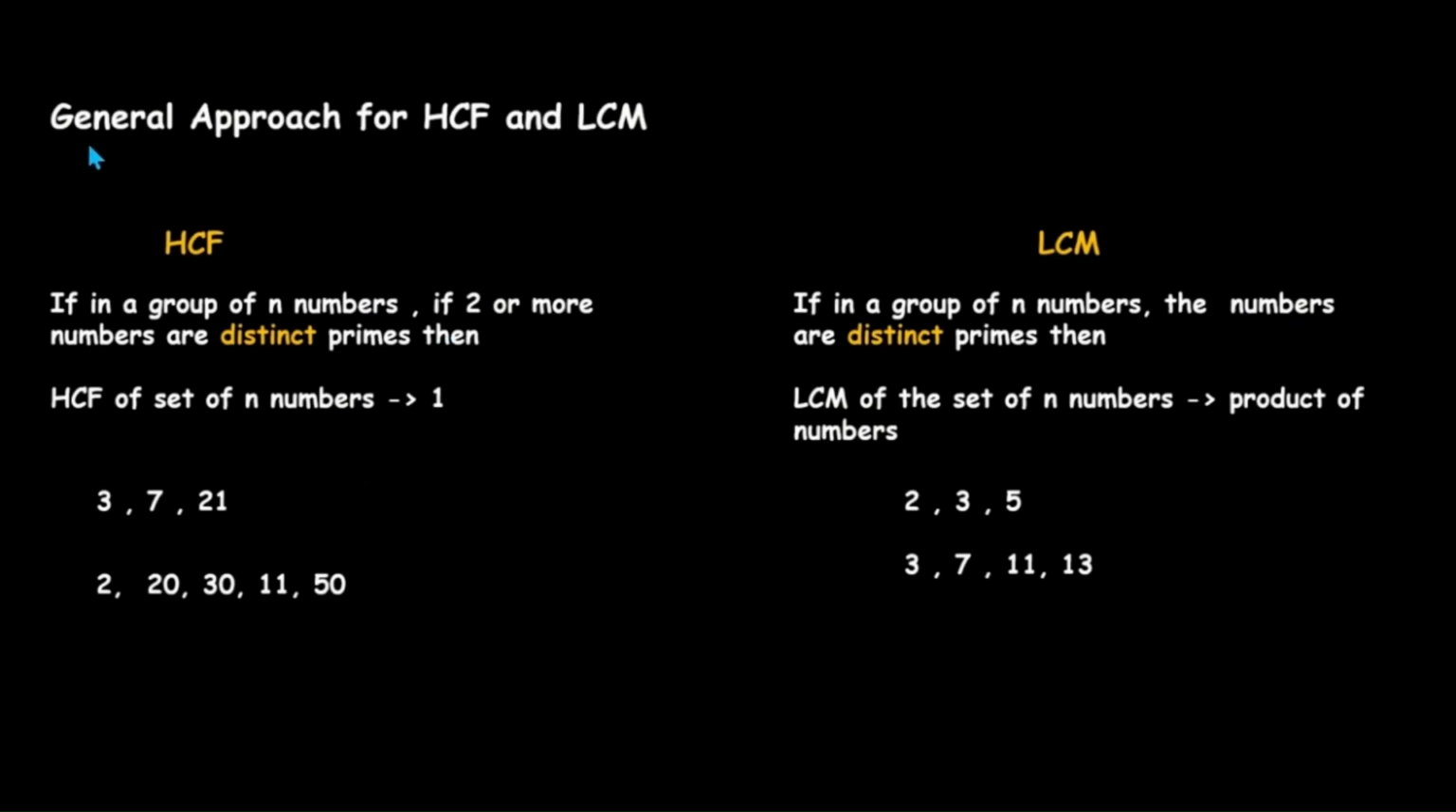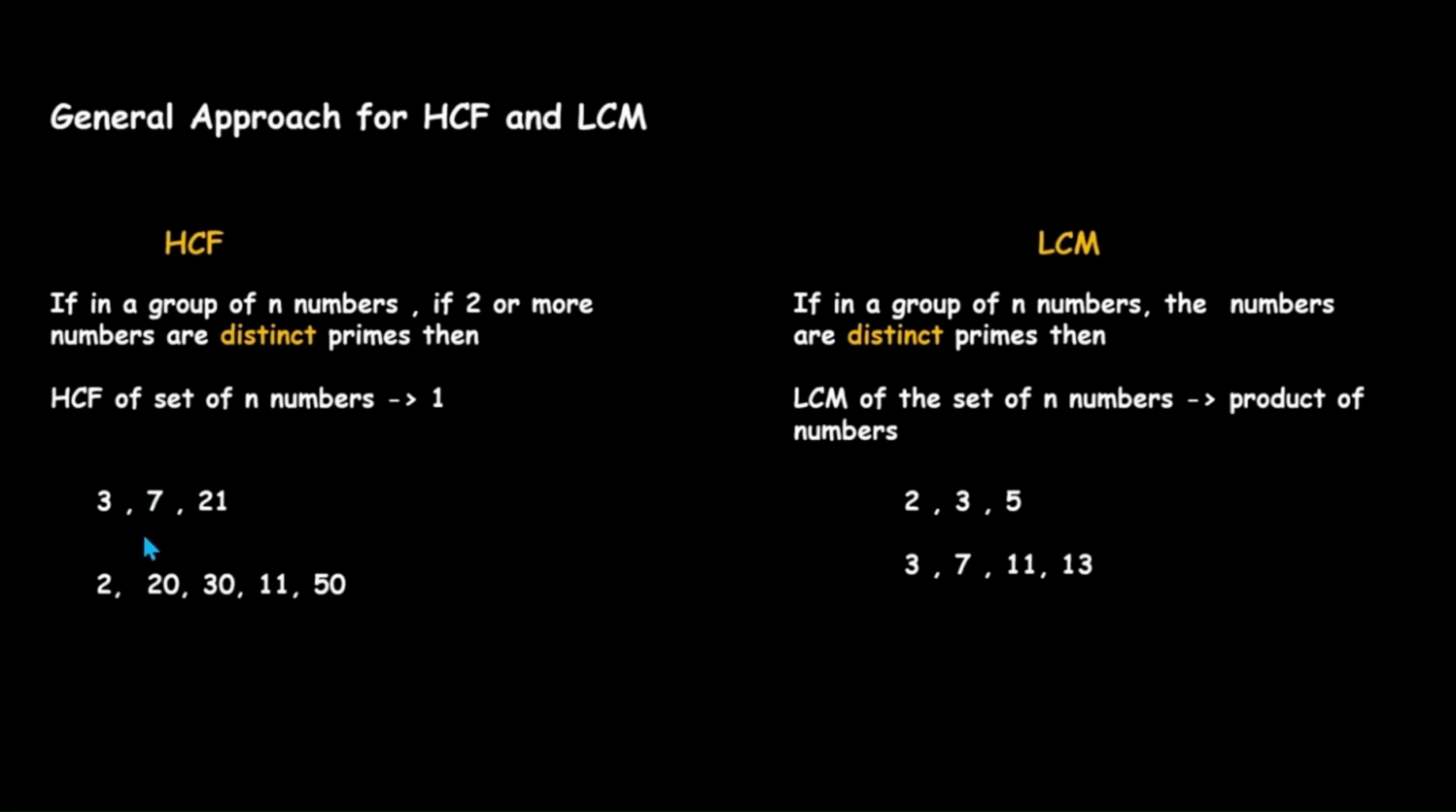One final point in the general approach for calculating HCF and LCM. If in a group of n numbers, two or more numbers are distinct primes, then the HCF of the entire set of n numbers would be 1. What do you mean by prime? Prime numbers. And what do you mean by distinct? Different prime numbers. At least two of them should be different. It can be more also, but if at least two numbers in the set of n numbers are distinct primes or different primes, then the HCF of the entire set of numbers is 1.